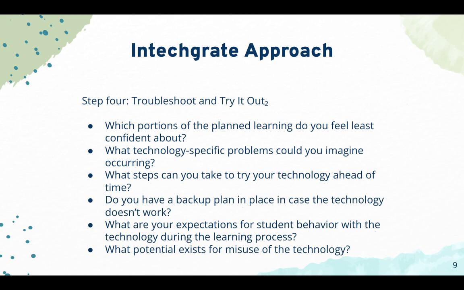Step 4 is to troubleshoot and try it out. Again, their suggestions are: which portions of the planned learning do you feel least confident about? What technology-specific problems could you imagine occurring? What steps can you take to try your technology ahead of time? Do you have a backup plan in case the technology doesn't work? What are your expectations for student behavior with the technology during the learning process? What potential exists for the misuse of technology?